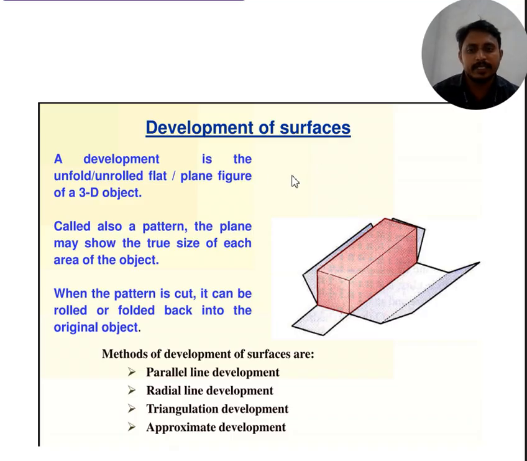So a development is the unfolded and unrolled flat or plane figure of a 3D object. So this is the desired object, and that is called a plane figure. By the plane figure, the desired object is formed. It also has some patterns, and the plane may show the true size or area of the object.